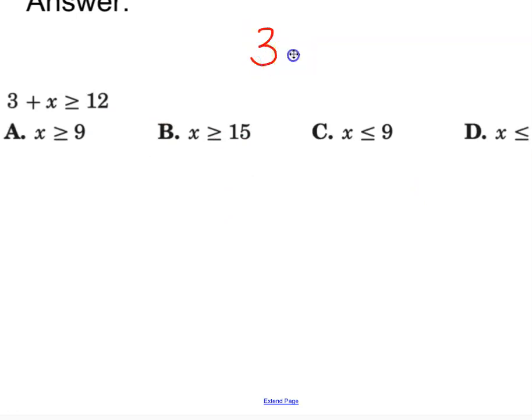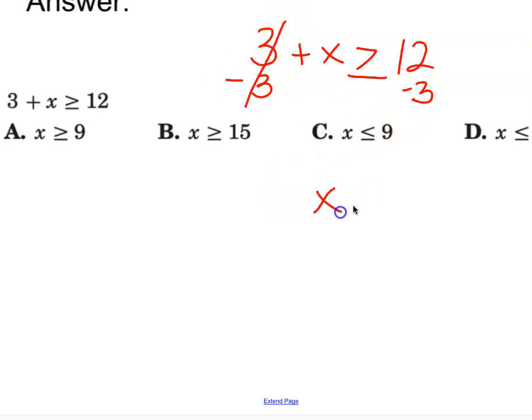So the same thing, inequalities are solved exactly like equations. We have a positive 3, so the inverse would be subtract 3. What I do to one side, I have to do to the other. I keep my inequality symbol, and 12 minus 3 is 9. So my answer choice would be A.